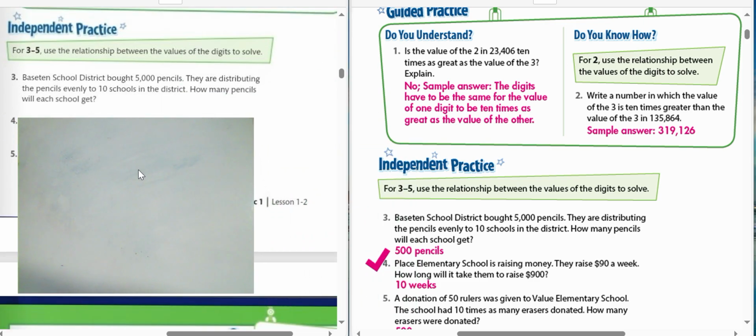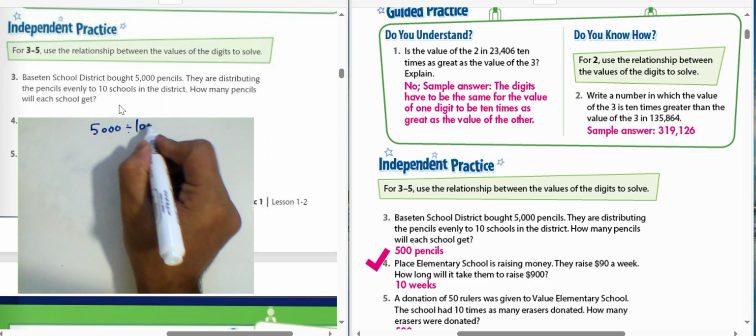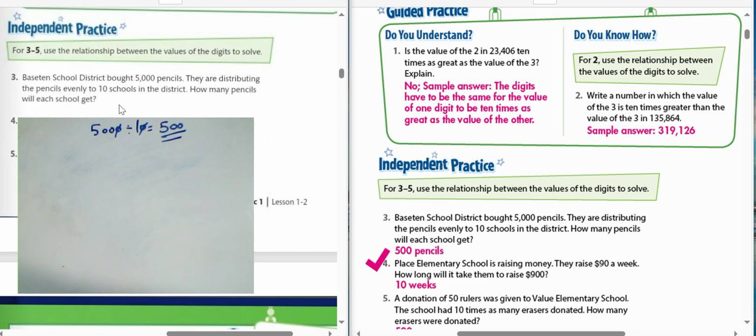Question number 3. Proceed to find the relation between the values of the digits to solve. A school district bought 5,000 pencils. They distribute the pencils equally to 10 schools in the district. How many pencils will each school get? We can write the total number 5,000 divided by 10. 5,000 divided by 10, we can cancel 0 by 0, then the result will be 500. Okay, 500. Then the number of pencils will be 500.